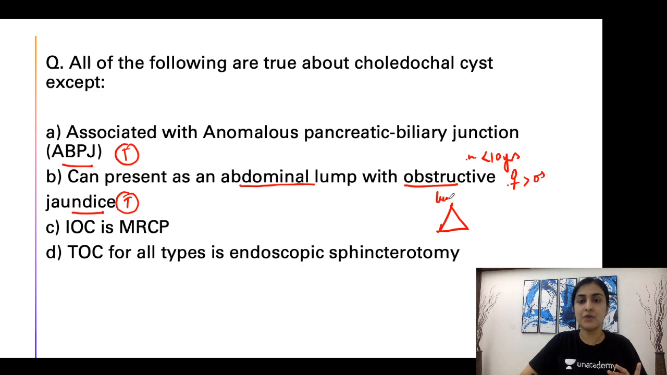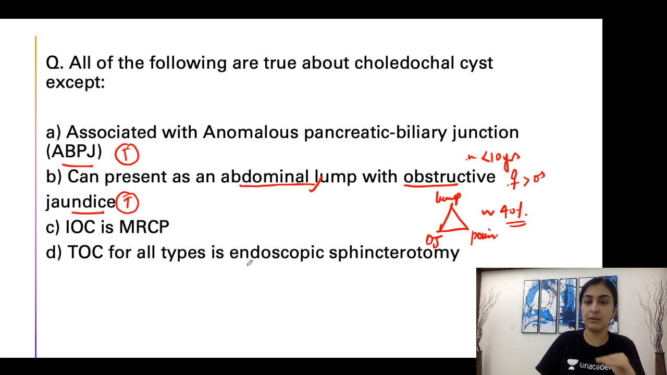One is an abdominal lump. The second, as you can see, is obstructive jaundice, and the third would be abdominal pain. So this typical triad is seen in somewhere around 30 to 40% of patients. Alright, so remember this typical triad that choledochal cyst will present with. And out of these three, lump is the rarest feature. This is one of the least commonly seen features out of these three.